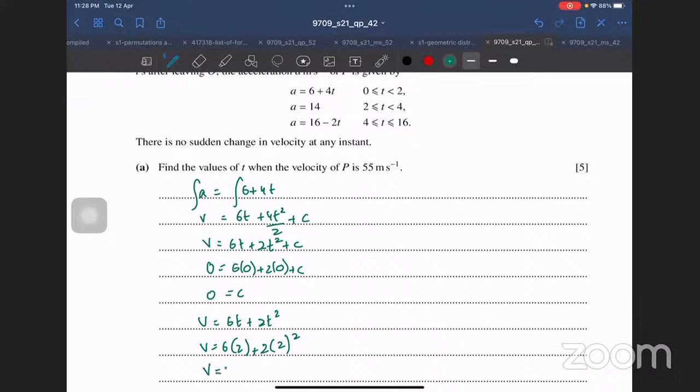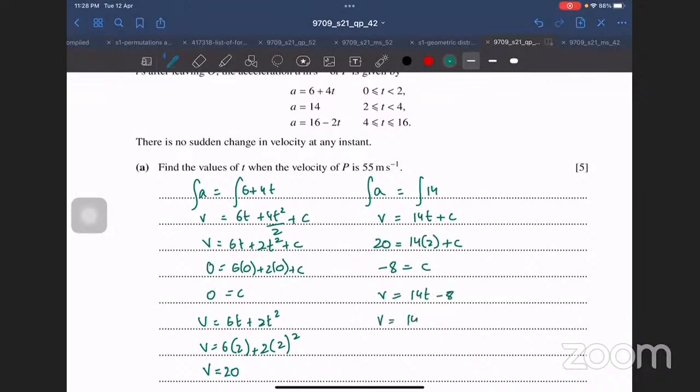So I have a velocity of 20 so far. So what I'm going to do is integrate the next one, which has a constant acceleration. I get 14t plus c. In this case, when I plug in 20, time is already 2. That gives me the value for c. So I have my function 14t minus 8.